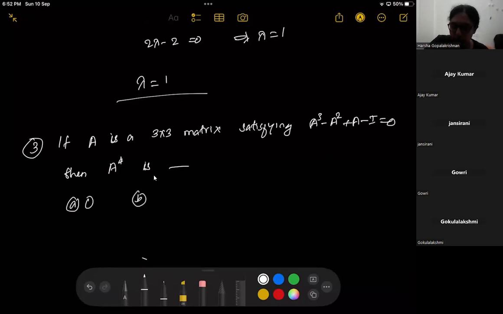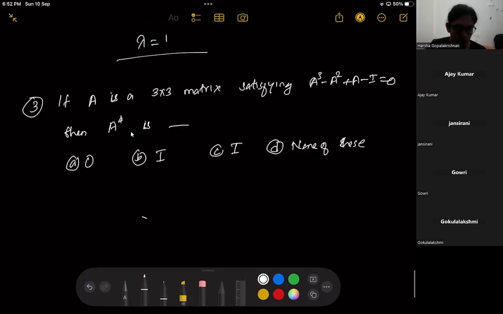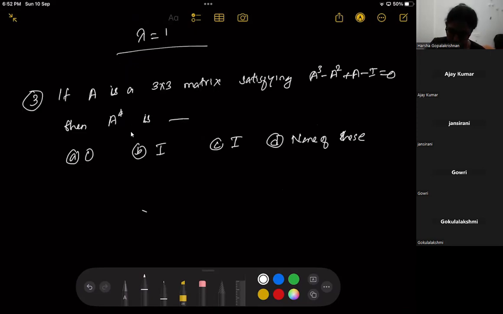Here, the 3 by 3 matrix A is given, and it is given that this A satisfies the equation A cube minus A square plus A minus I equal to 0. The question is to find what is A power 4. So how can we approach this question? We have terms until A cube only. We need to find what is A power 4.